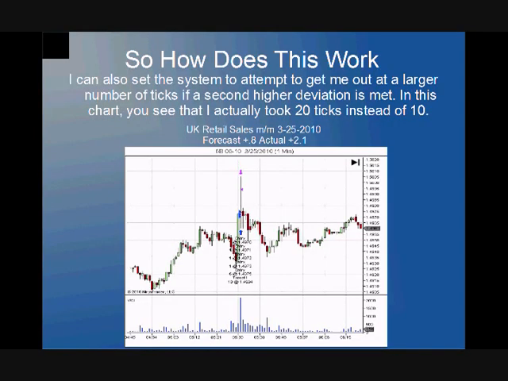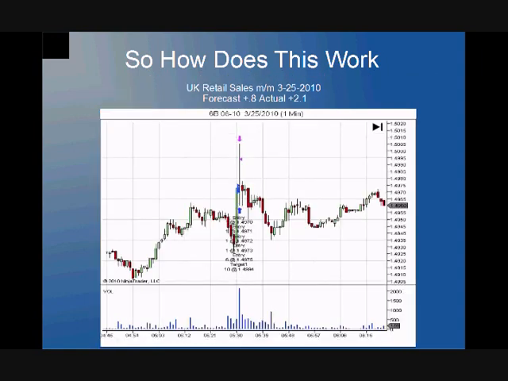I can also set up this system to attempt to get me out at a larger number of ticks if a second higher deviation is met. In this chart you'll see that I actually took 20 ticks instead of 10. This is the UK retail sales month to month that took place on March 25th, and because it was a fairly large deviation, again I set it for 20 ticks, so I got in just under 49.75 and got out right around 49.95.